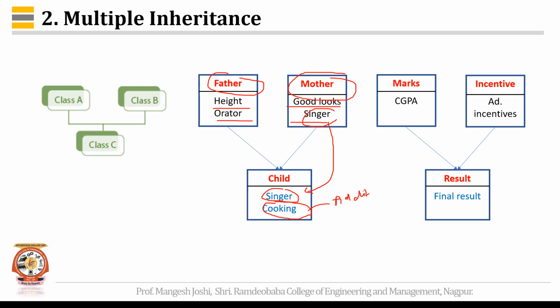This is a conceptual example; now a practical example, in which you have a class marks and in that you have a variable named CGPA. Secondly, you have another class, the incentive class, and you have a variable that adds various types of incentives. From these two base classes, you are deriving a class result and having a variable that is final result as either pass or fail.